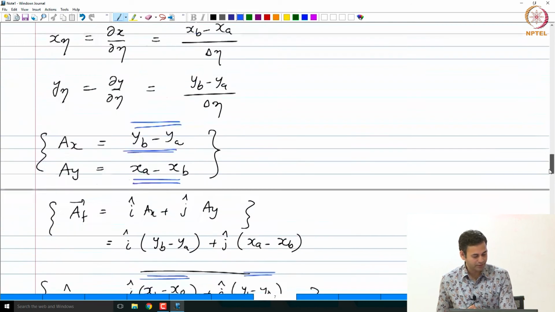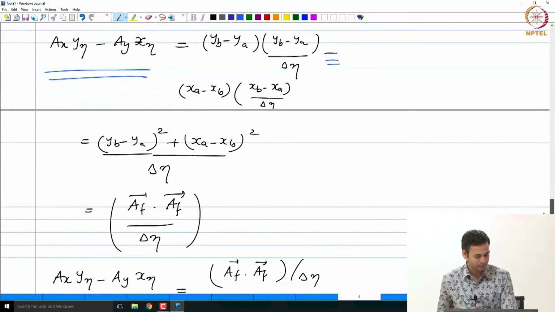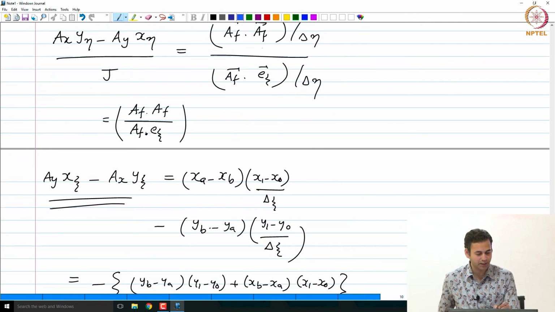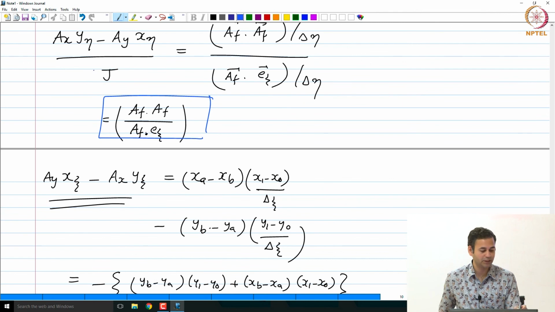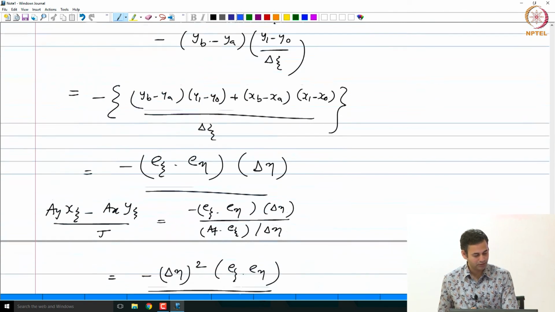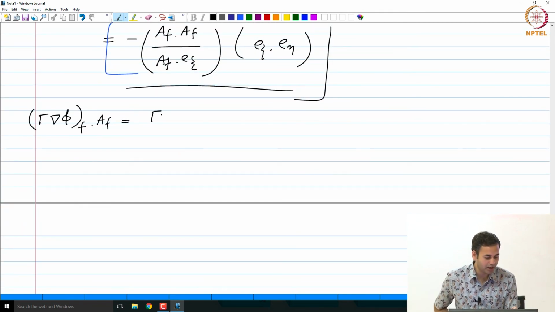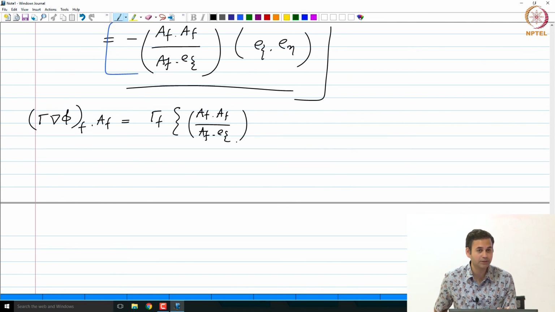So what was the first term? First one is this guy, right? First is this one, right? ax y eta minus ay x eta by Jacobian. What is the second one? Second one is this guy, right? Okay, so can you let me write this? This is basically gamma f times af dot af by af dot e xi, right? Is that the first term?